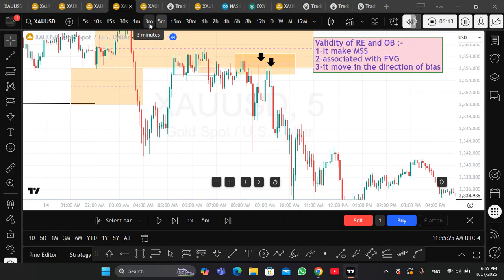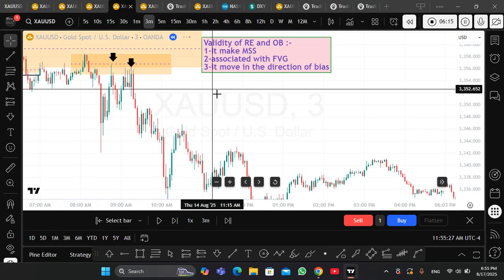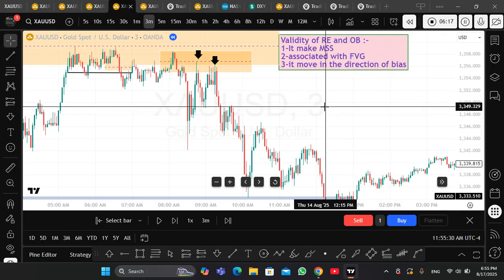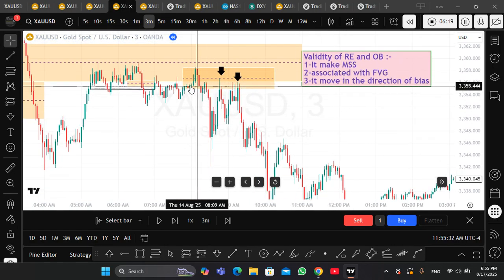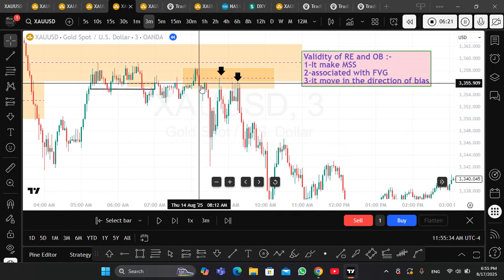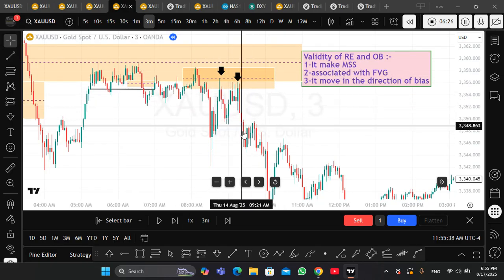When I change it to a 3 minute time frame, I can see how the market makes this rejection, the first rejection, and moves down, then moves up, then moves down, then moves up, and then moves down.